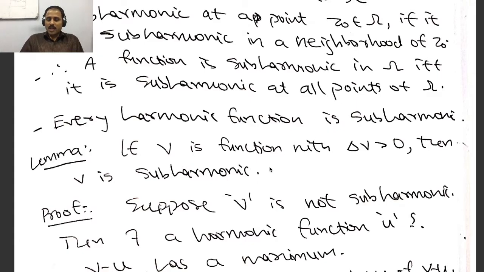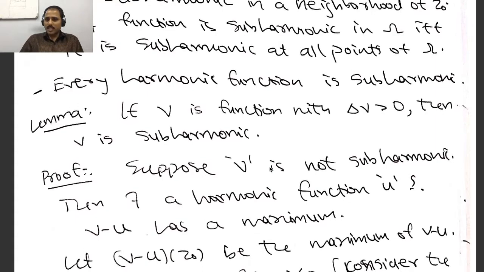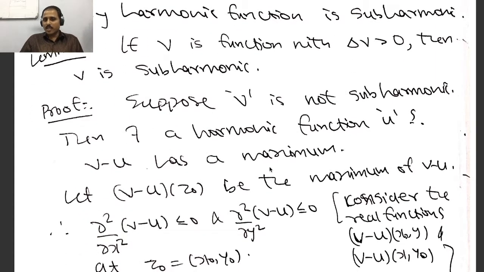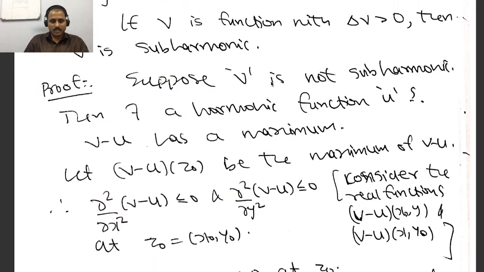Now, trivially, every harmonic function is an example of a subharmonic function. We will see more examples. This lemma will help us find more examples. If v is a function with the Laplacian delta v strictly greater than 0, then v is subharmonic. This lemma can be used to construct a lot of examples of subharmonic functions.